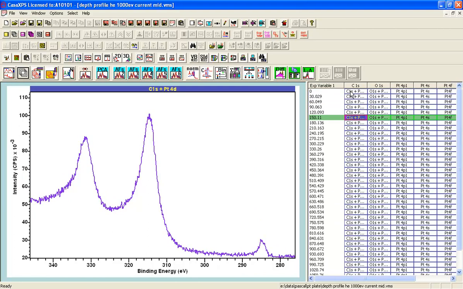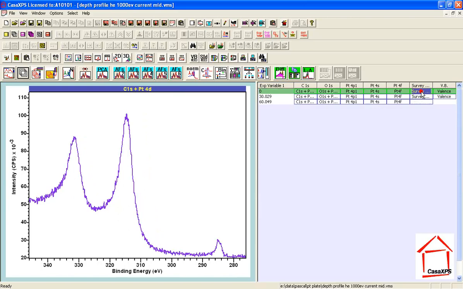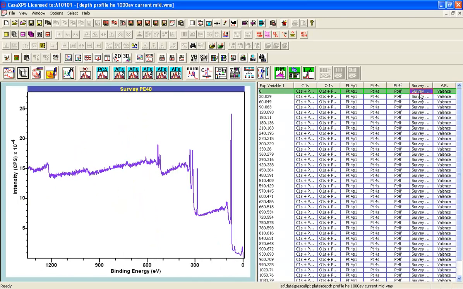So that implies the carbon and the oxygen are at the surface, and also that the platinum is potentially below the surface of this contamination layer. And that's entirely consistent with the sample. If we now look at a survey measurement that was measured from the surface, the as received surface before sputtering, then we also see evidence of a surface contamination layer. So there's the carbon 1s, and there is the oxygen 1s. We see the oxygen Auger and also the carbon Auger peaks here.